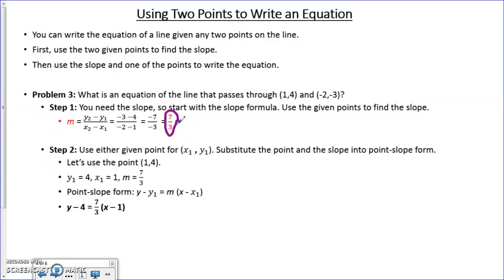Now you have the slope. Step 2 is we're going to use either point for x1, y1 and substitute the point and the slope into point-slope form. You could use either point. We're going to use 1, 4. So y1 is 4, x1 is 1, and slope is 7/3. Point-slope form again, y minus y1 equals m times x minus x1. Substitute those numbers in and you get the equation y minus 4 equals 7/3 times x minus 1.